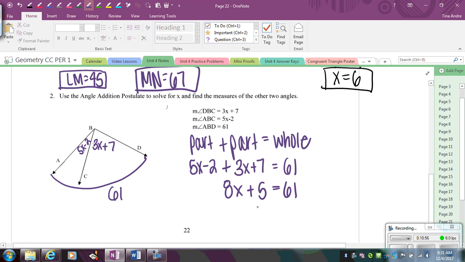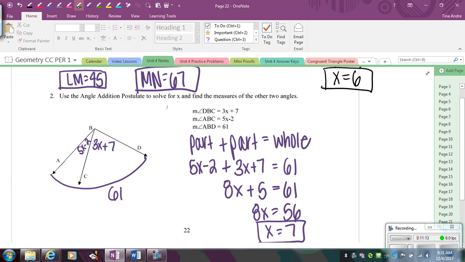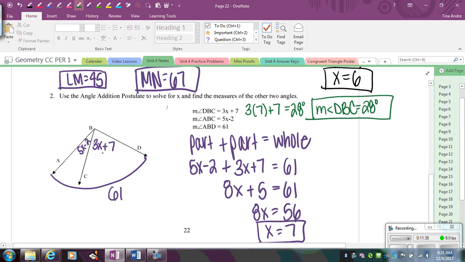Subtract the 5 from both sides. So we have 8x equals 56. Divide that by 8. So you get x equals 7. So there's my x value. So now I want to plug that in. For this first angle, I'm going to plug it in right up top here. So I have 3 times 7 plus 7, which equals 28. So that means the measure of angle DBC is 28. So this is 28 degrees.